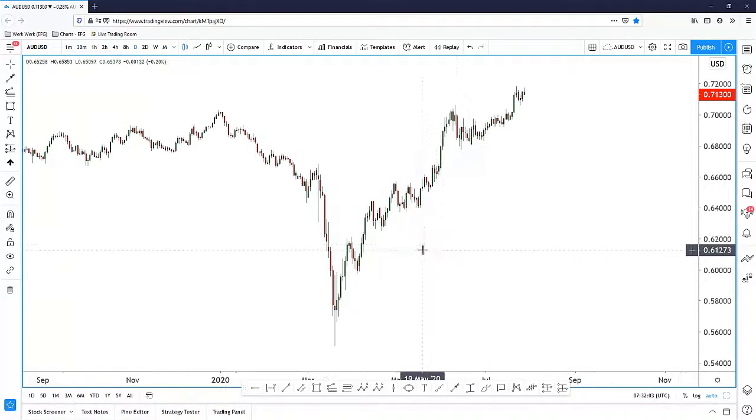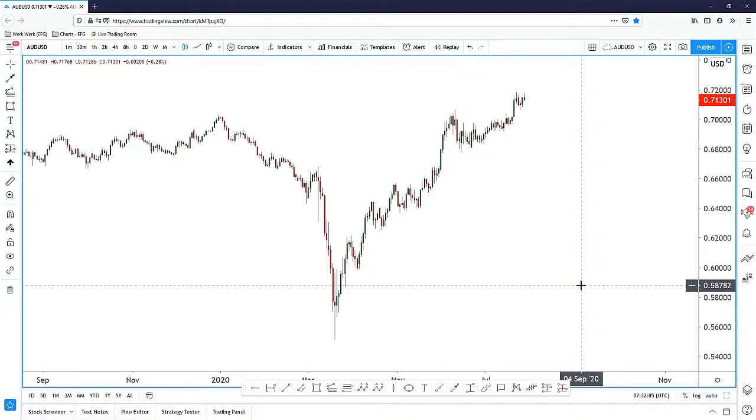Right, and for today, I'm choosing to look at the Aussie dollar because we have some important dollar news coming up, and we know that gold has been pushing higher. So I just want to look at a commodity currency against the US dollar. All right, so what we have here is the Aussie dollar on the daily chart.